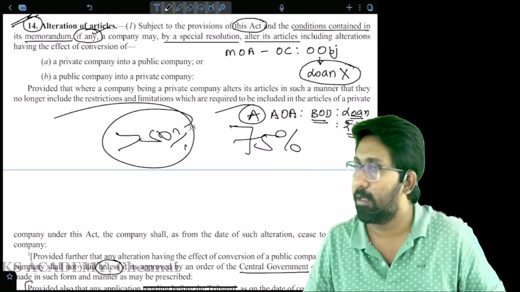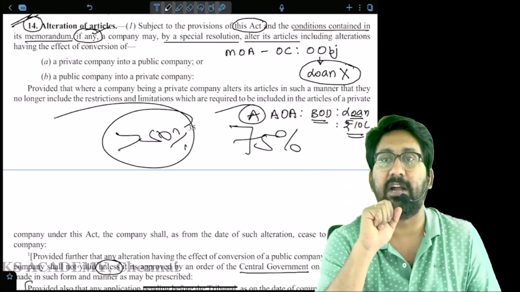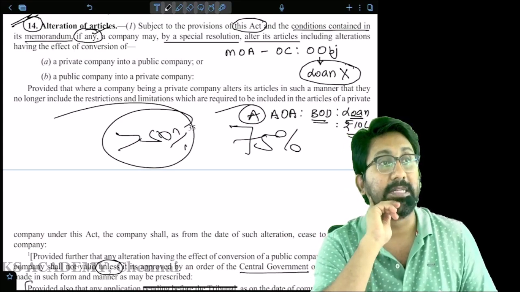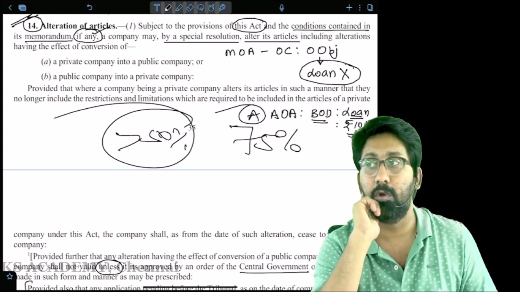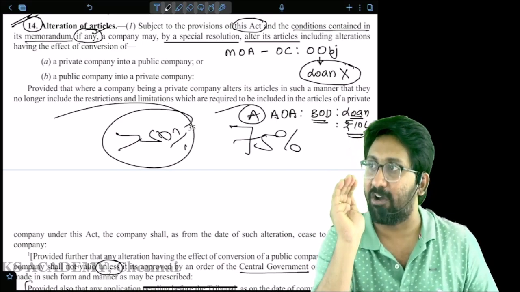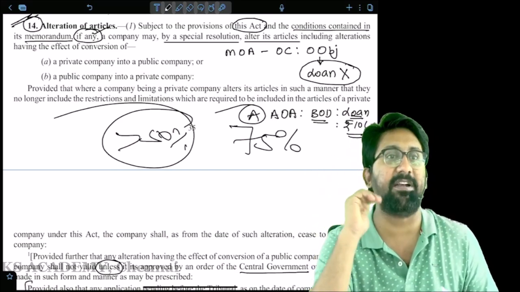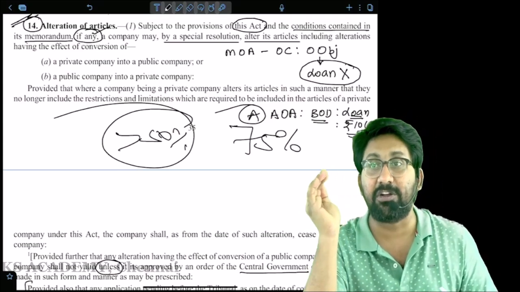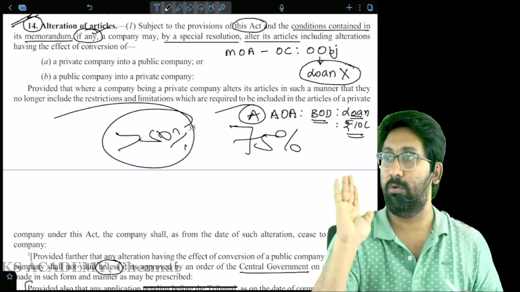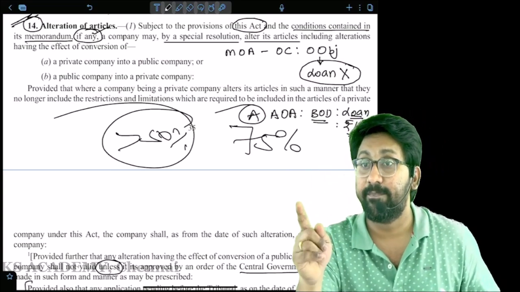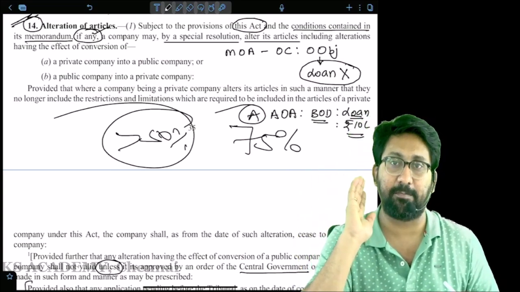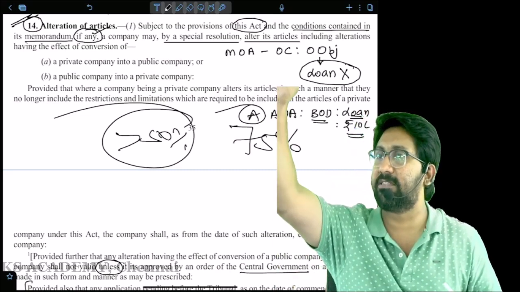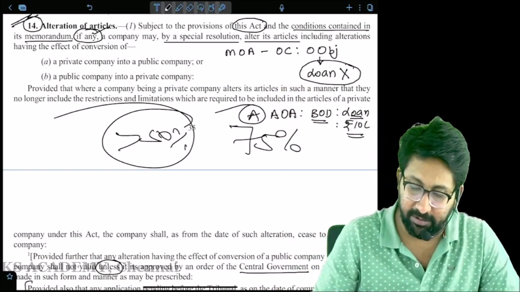Clear? Special resolution. 1000 attended. 780. 750. No, 75 or more than 75. Yes or no? 1000 with 720 in favor? No, because special resolution requires 75% voting share. That means three-fourths have to vote in favor. Clear, everyone in the class? This is one important point we need to understand.